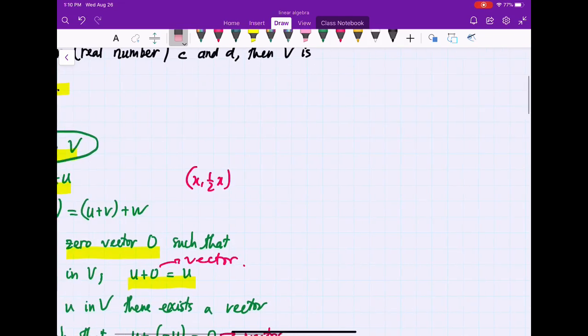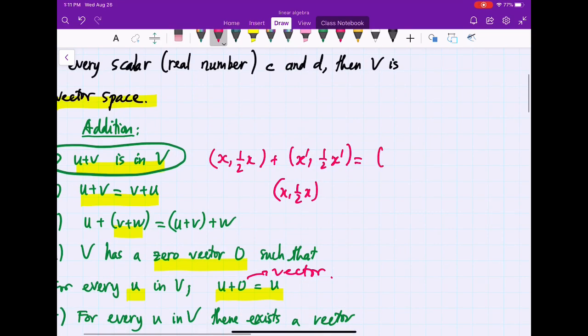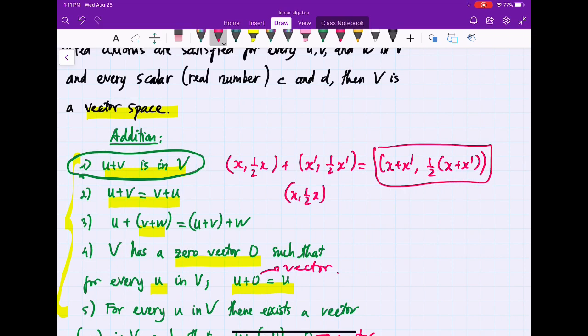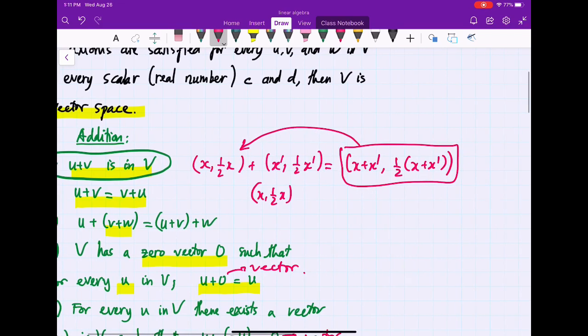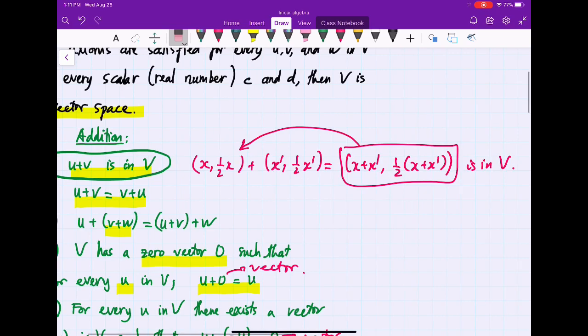All right, so the first property, u plus v. That means if I pick one element, x and 1 over x, and I add it with the second one, y, 1 over y, or let's say x prime, okay? So when you add them, you have the following: x plus x prime and 1/2 x plus x prime. You see, this vector also has the form of this. Is that correct? So that means this vector is in V. That means the first property is satisfied, right?